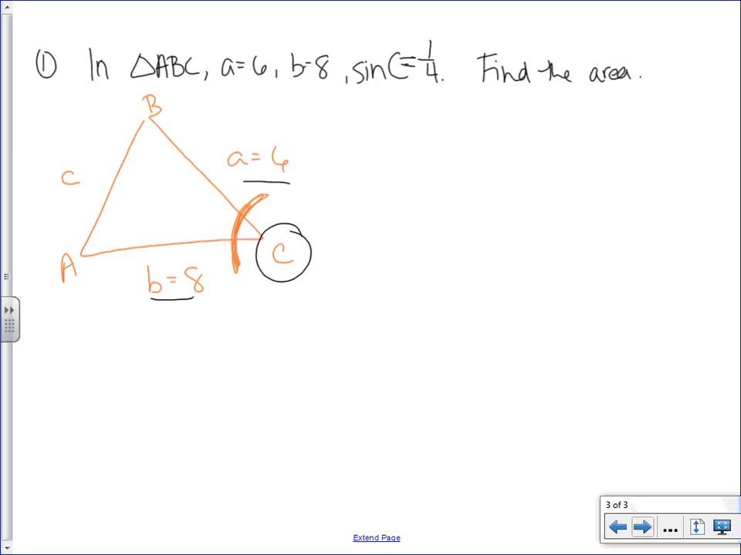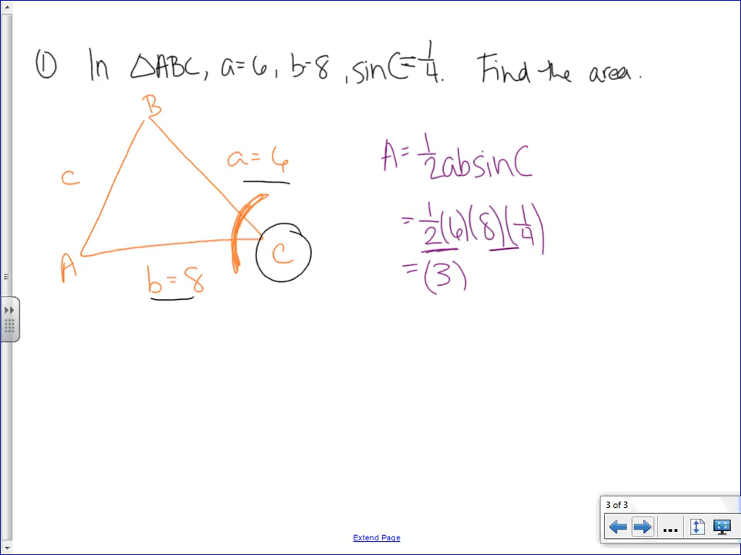Okay, so to find the area, it's going to be 1/2 AB times the sine of C. So I'm just going to plug in. That's 1/2. A is 6, B is 8. The sine of C is 1/4. So that's going to be 1/2 times 6 is 3, and 8 times 1/4 is 2. So the answer is 6. There we go. So this triangle has an area of 6 units.